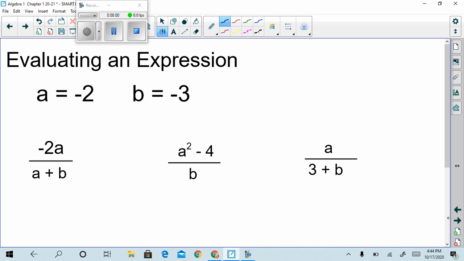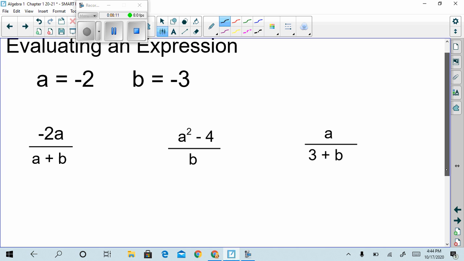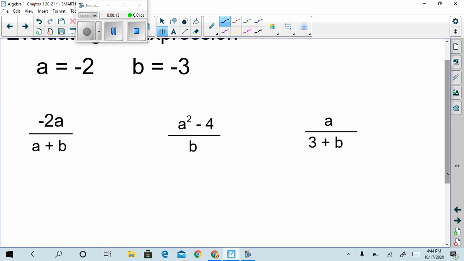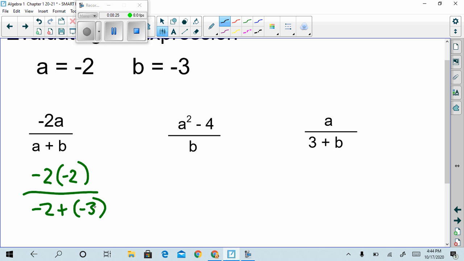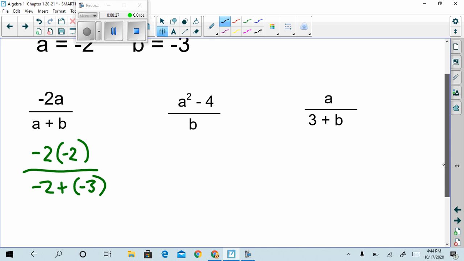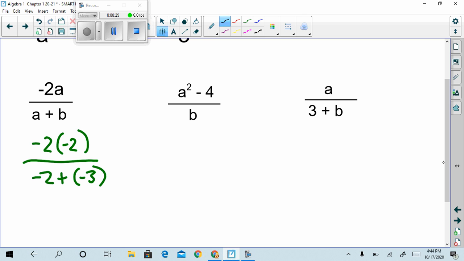The last thing I wanted to talk about today is evaluating expressions that involve quotients. I'm going to give you the values of a and b, and I'm going to ask you to simplify these expressions. Again, a is negative 2, divided by negative 2 plus negative 3. We're looking at this problem saying we're going to be reviewing a lot of rules from this chapter, which is helping us because we have a test on Wednesday.